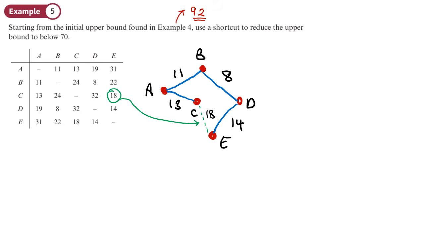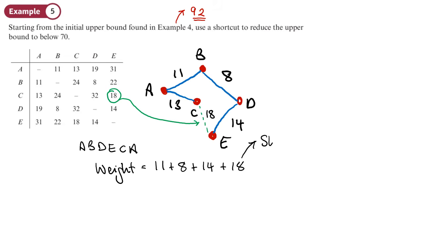So let's write down that route: A, B, D, E, C, A, and work out its weight. That would be 11 plus 8 plus 14 plus 18, this 18 being the shortcut that you get from the table, plus 13. Now what weight does that give us? That gives us a weight of 64. Well, that's below 70.